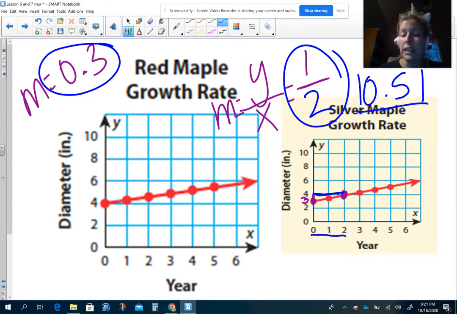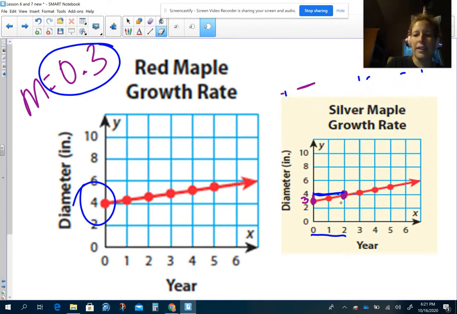Are you thinking that it grows faster? Yes, it grows faster in inches than my red maple. That's what my rate of change is: how fast or how slow it changes per year, per day, per person. Okay, definitely. Who had the higher initial value? Good. The red maple had a 4 and my silver maple had a 3. Good. Okay, guys. All right.